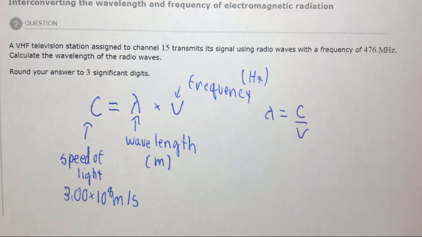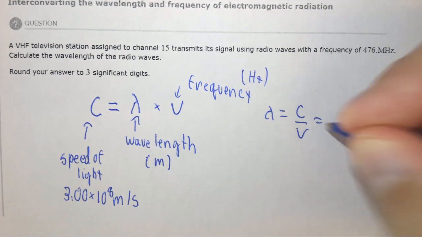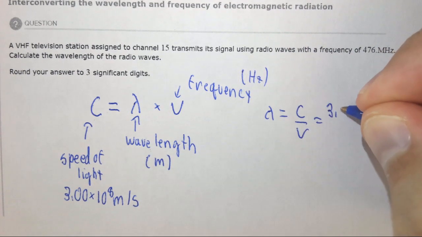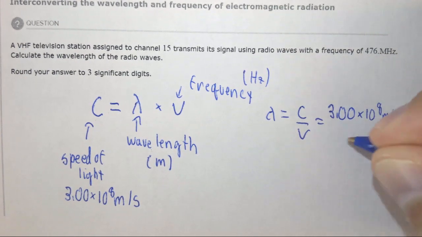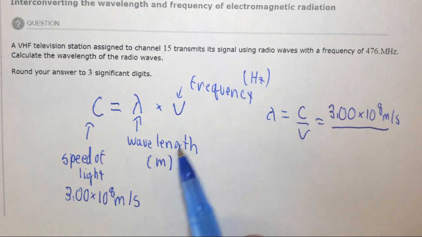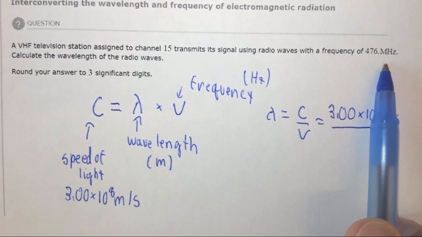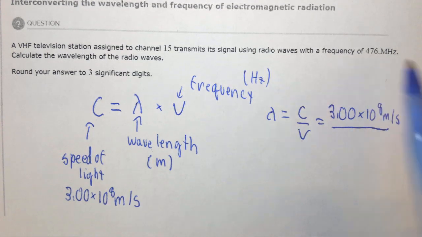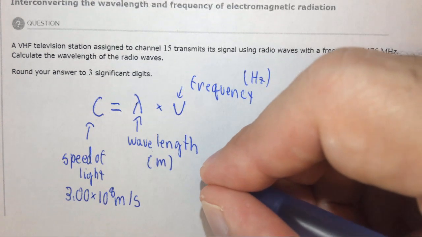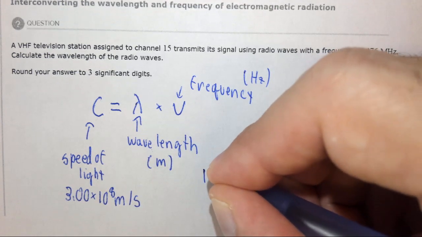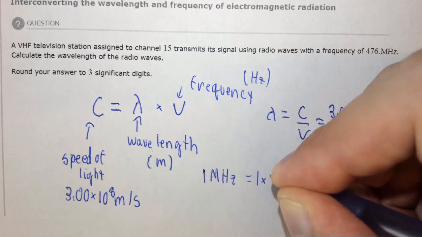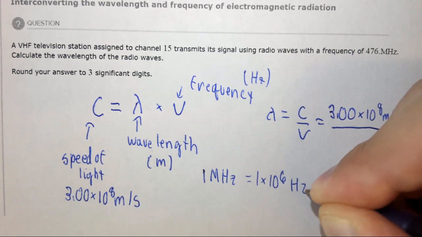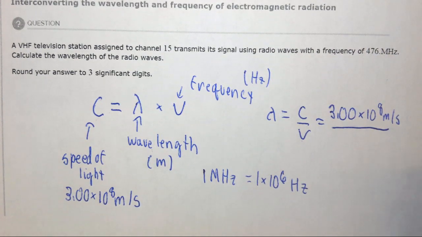So this is the equation we actually want to use. However, we can't plug everything in directly. We can plug in the speed of light, it's a constant, 3.00 times 10 to the 8 meters per second, divided by nu. The frequency has to be in hertz, but the frequency is given in megahertz, so we need to change the units using dimensional analysis. It turns out that 1 megahertz equals 1 times 10 to the 6 hertz, or 1 million hertz.